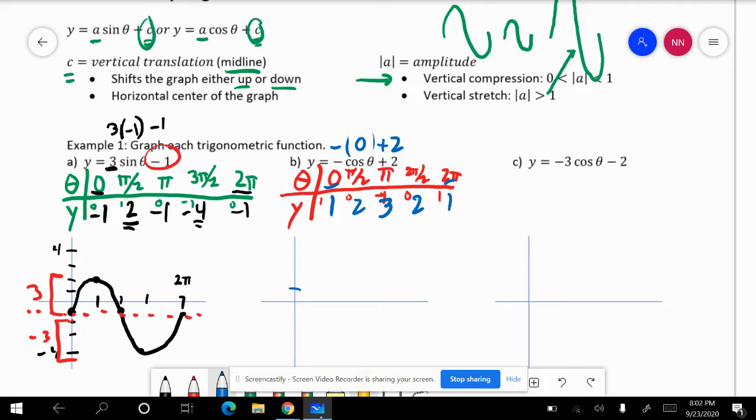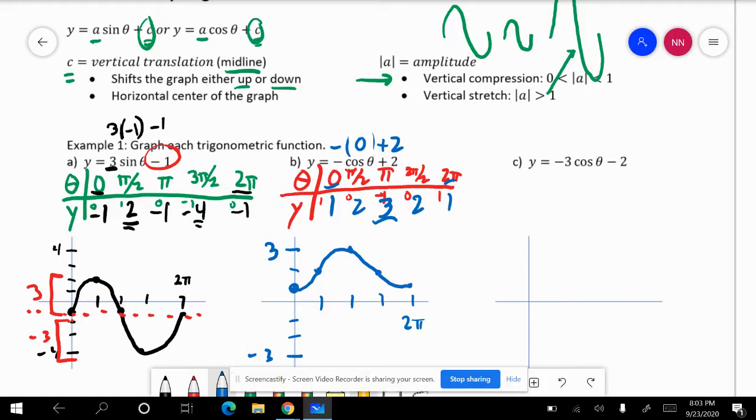We're going to graph this just like the last one. Notice that our maximum value is 3. Our minimum value is 1. So we have 0, 1. We have pi halves, 2. We have pi, 3. We have 3 pi over 2, which is, sorry, 2. And then we have 2 pi, which is 1.